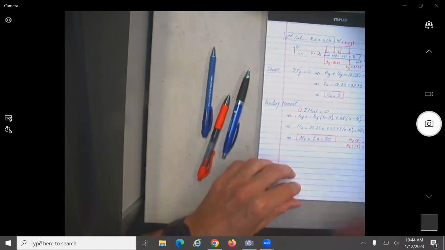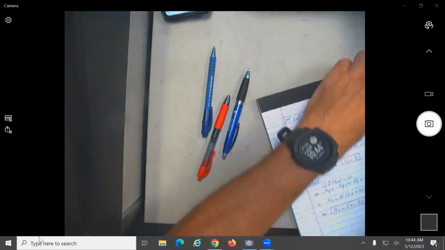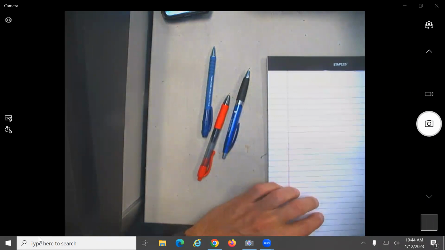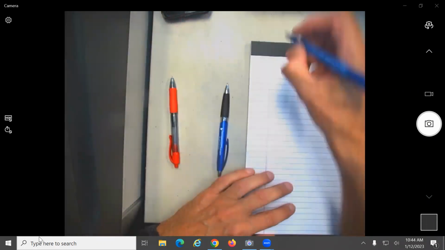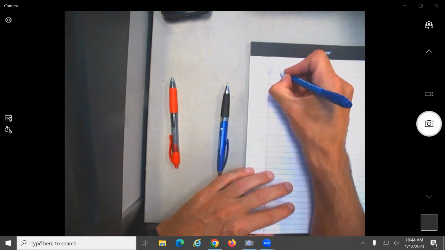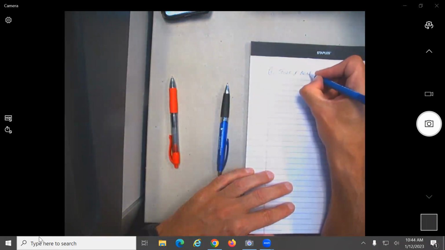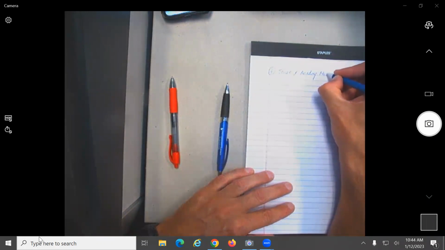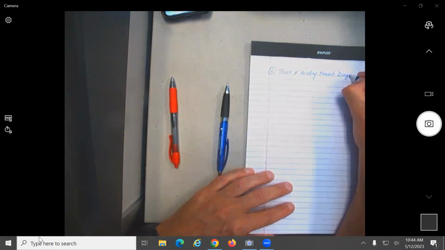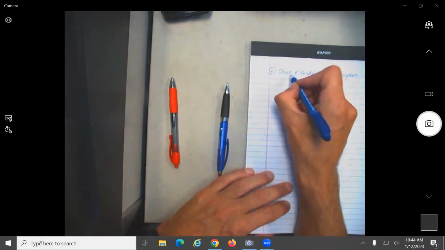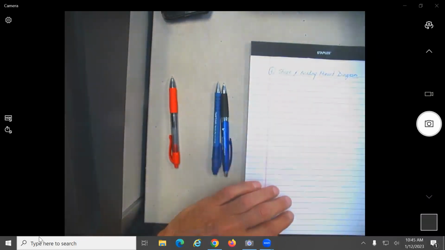All right, so we go to step 4: shear and then the moments diagram.